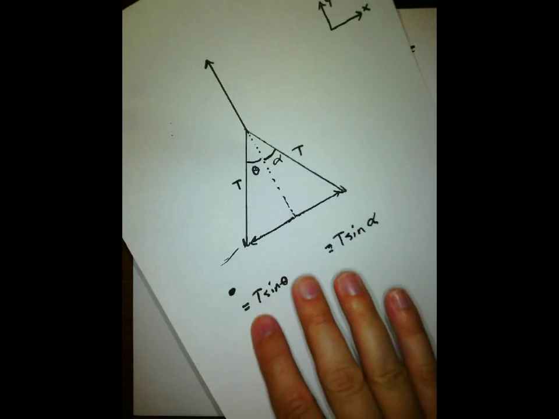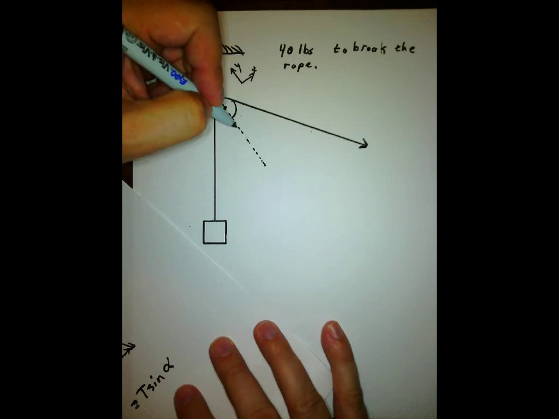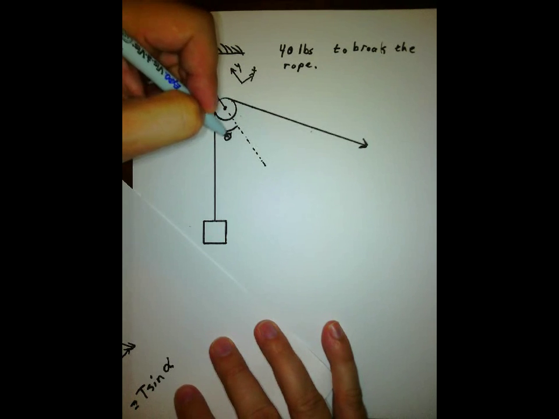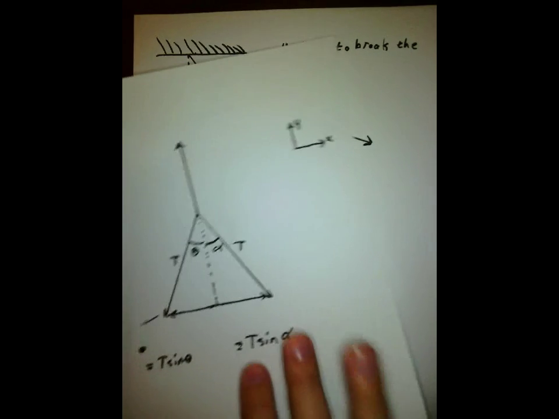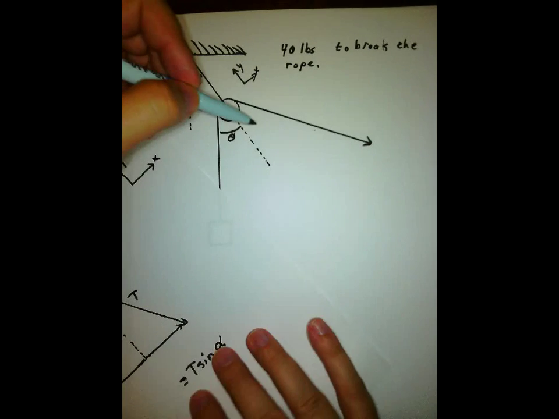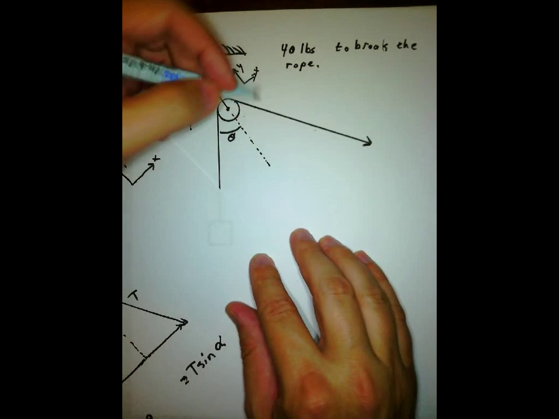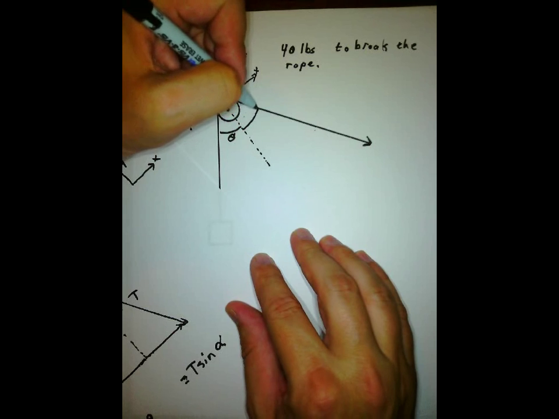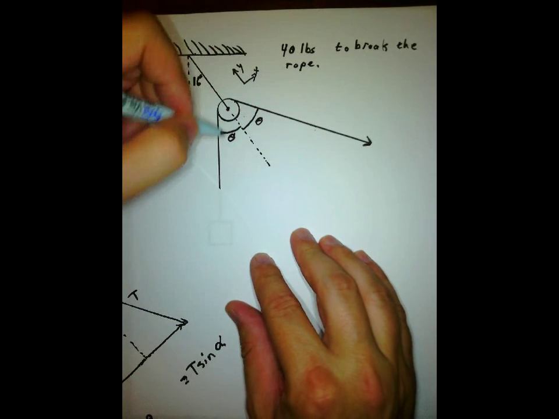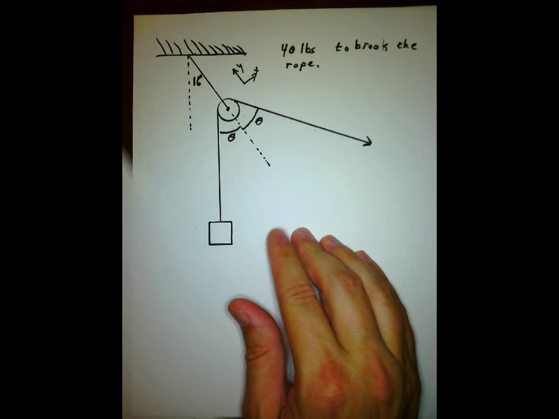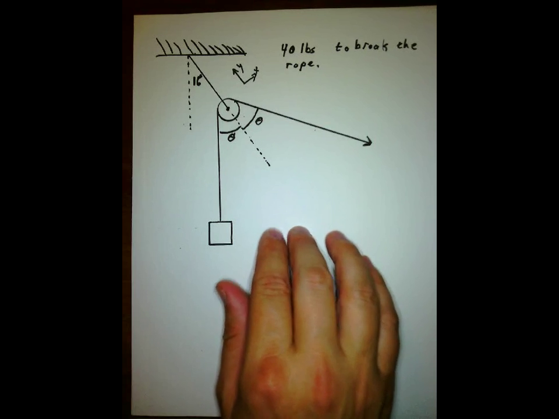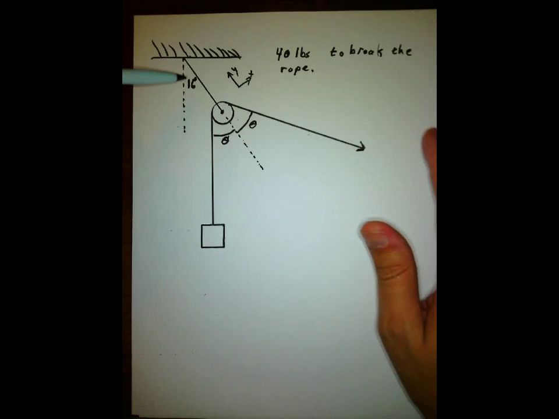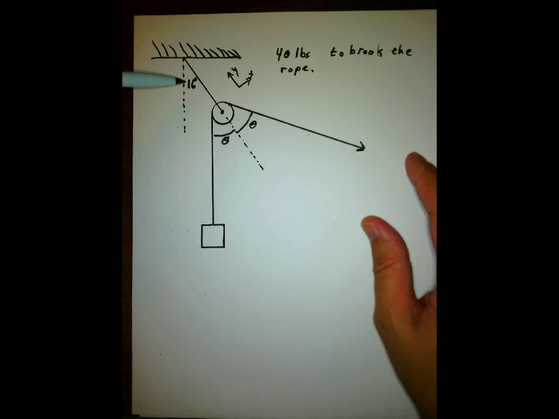Alright, and so now we see that theta is here and alpha is over here, but we just proved that they have to be the same, so I'm going to call them theta and theta. Hope that makes sense. Now, this is 16 degrees. It's given in the problem as 16 degrees.